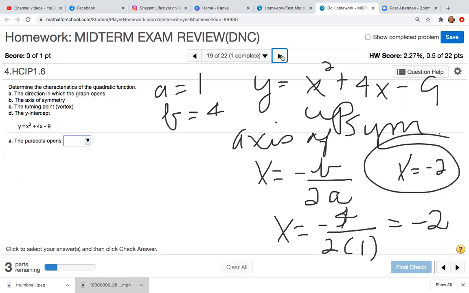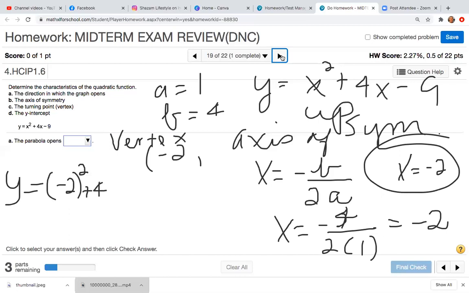Okay. By the way, that also is the x value of the vertex, which is the next part of the problem. So now all you have to do is find the y value of the vertex by substituting the x value into the equation to find the y value. So guys, you just need to do the work. Seriously, just do the work, okay?